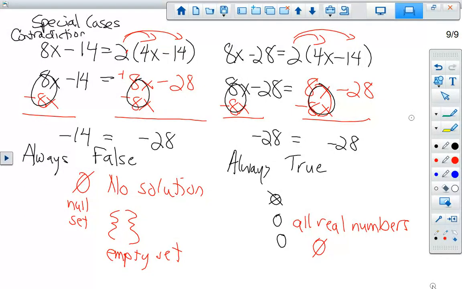So the usual case means that the equation is true some of the time. If you can find the precise number that works, that's the time it's true on both sides. It's equal. But this never can be made true. This one is always true no matter what you plug in. So those are the two special cases that can happen. Okay? All right, now look at one more part of this.